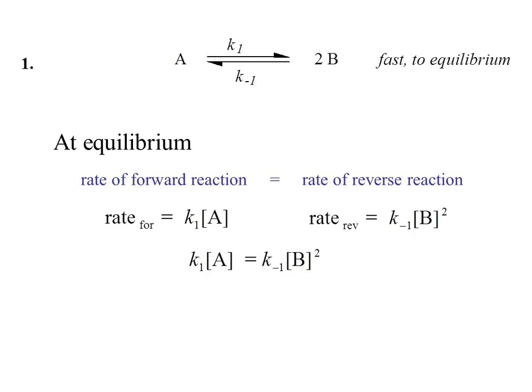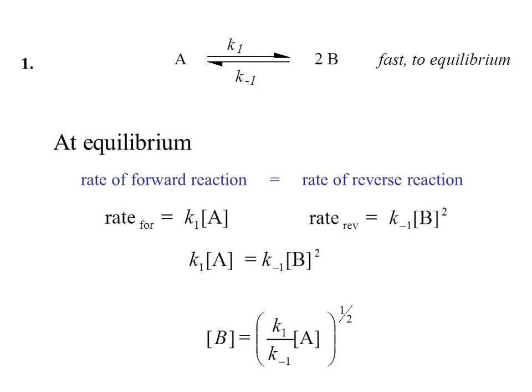Since B is squared, we're going to ultimately have to take the square root. We can divide both sides by K minus 1, and then to get to B itself, we take the square root of that. Are you guys okay with the square root? Taking the square root is the same thing as raising it to the 1/2 power. And there's where we get our halvesies going on with regard to reaction orders.